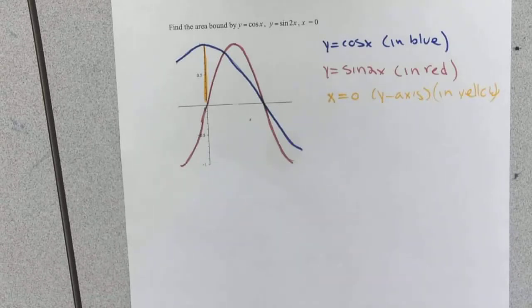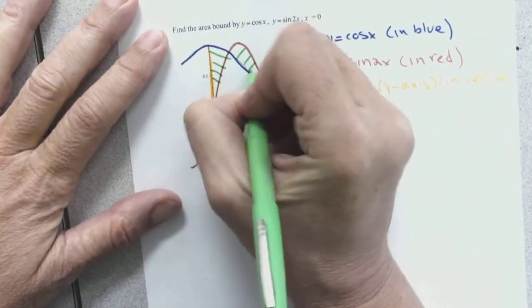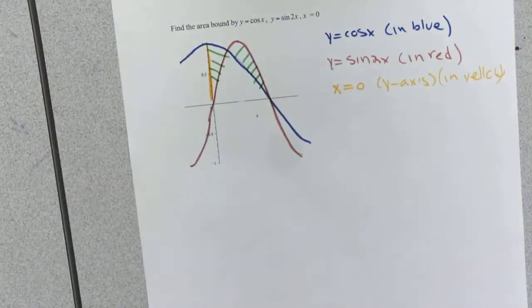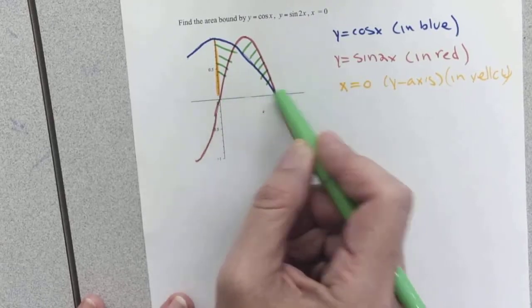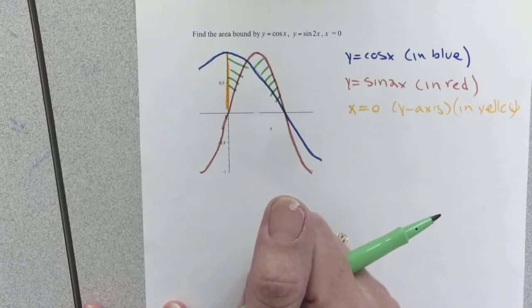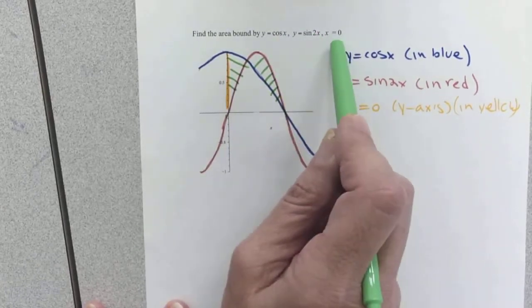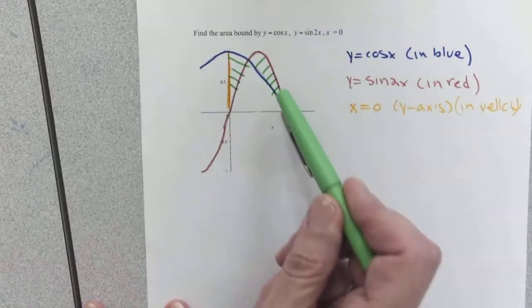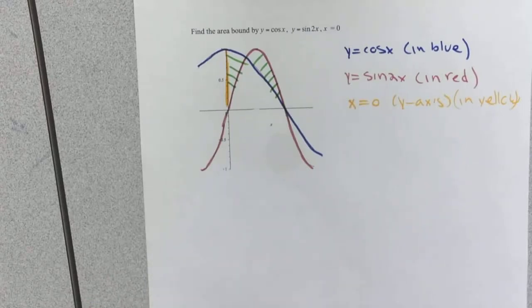And so the region bound by the highlighted curves and lines is this little kind of bow tie region. Sort of looks like a bow tie. It is not this triangular region, because this triangular region includes the x-axis, and it didn't say anything about the x-axis. It said cosine x, sine 2x, and x equals 0, and x equals 0 is the y-axis. So it's only this little region there that I'm looking at.